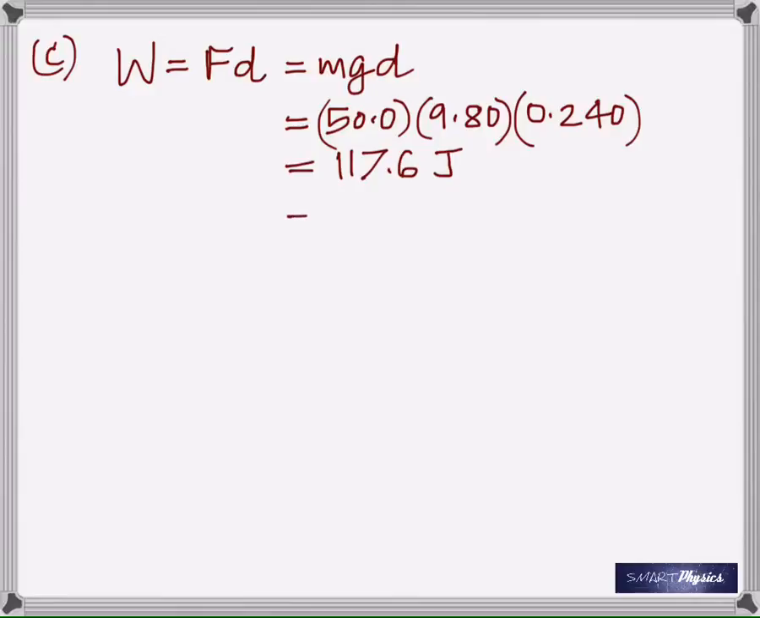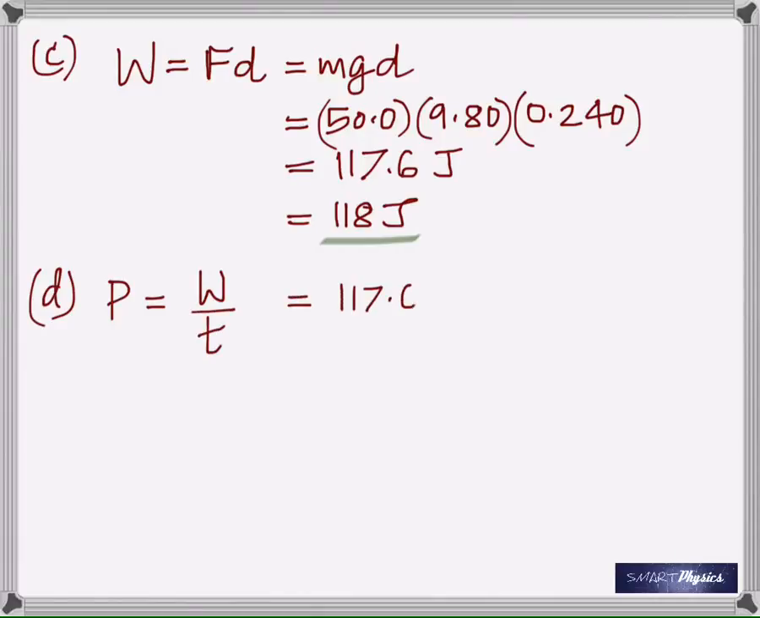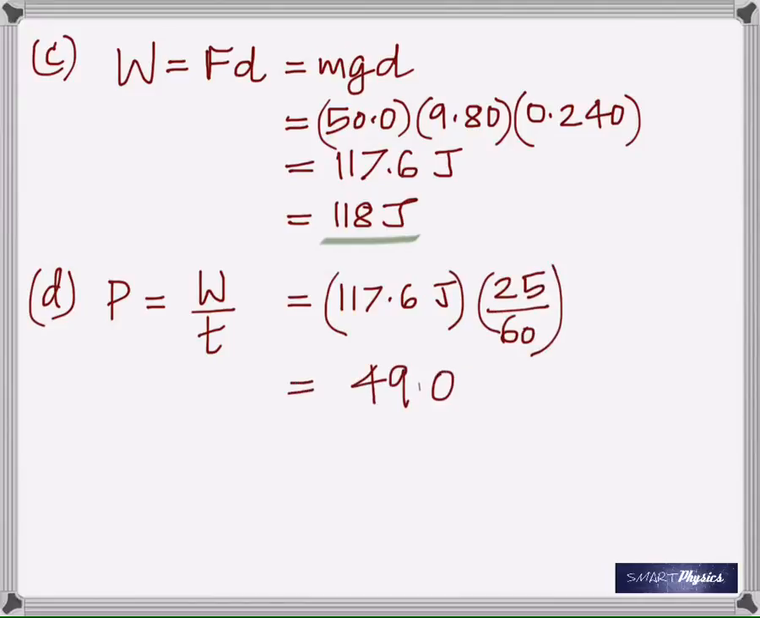Mass times acceleration due to gravity times the distance in meters. You get approximately 118 joules. And the power is work over time. So take that work divided by the time. Now when you divide it by the time, it says she does 25 push-ups in 1 minute. So you calculate the time for one push-up.